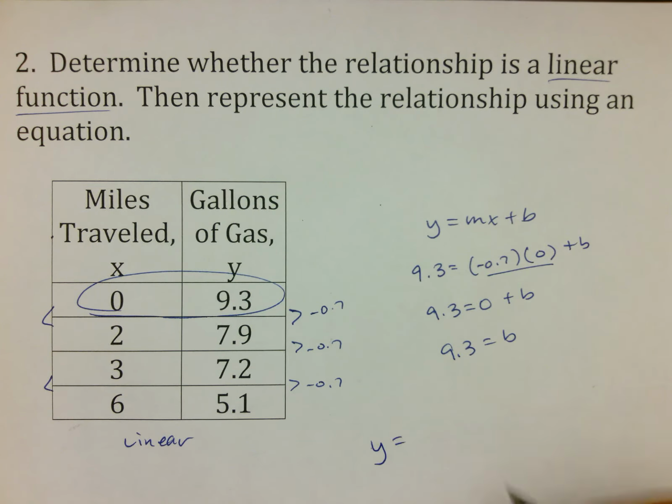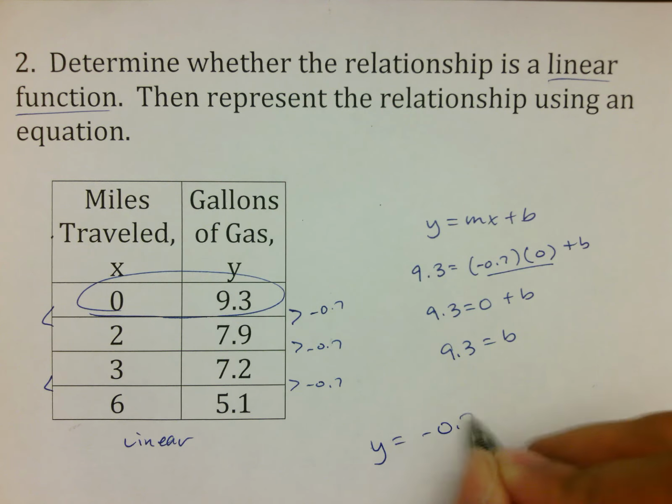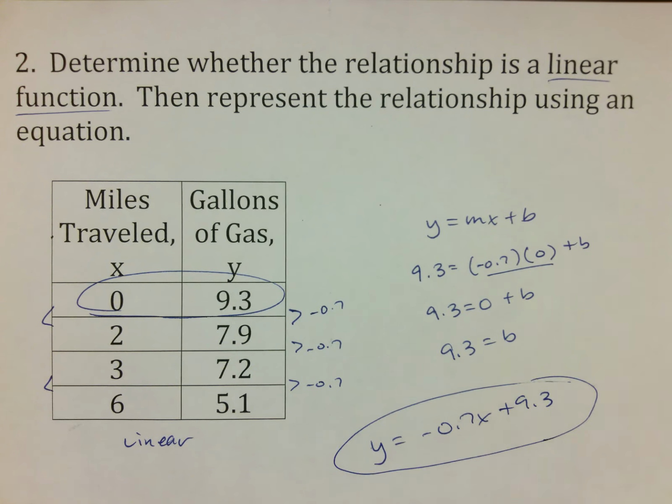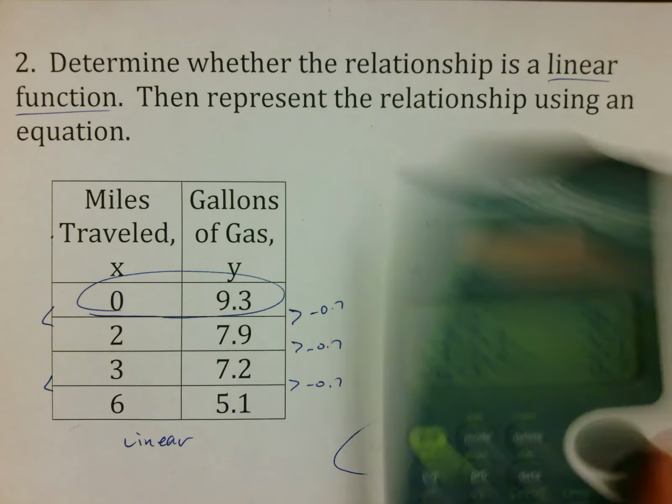Your rule always has a y equals of some sort, so it's going to be y equals negative 0.7x plus 9.3. And again, the good news is you could actually check that out by plugging the numbers into the calculator and making sure it matches. I'll go ahead and do that.